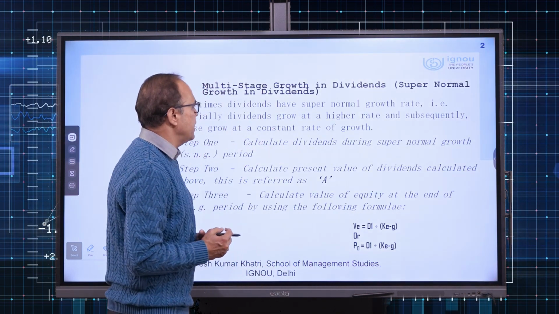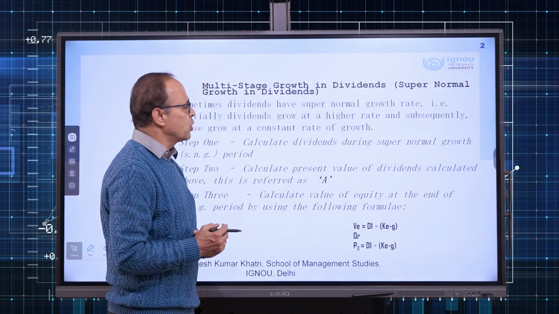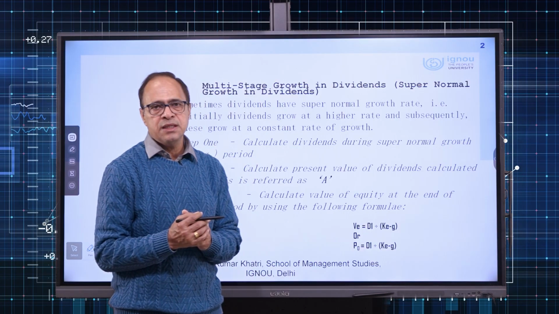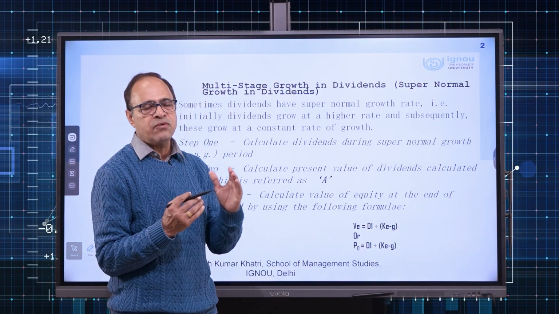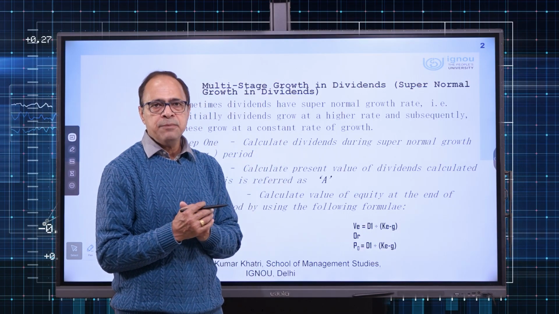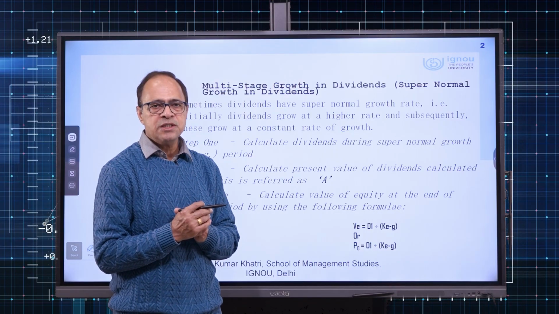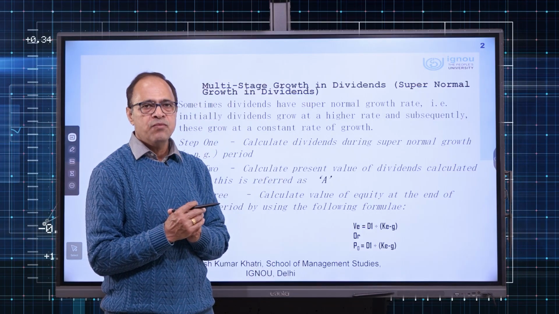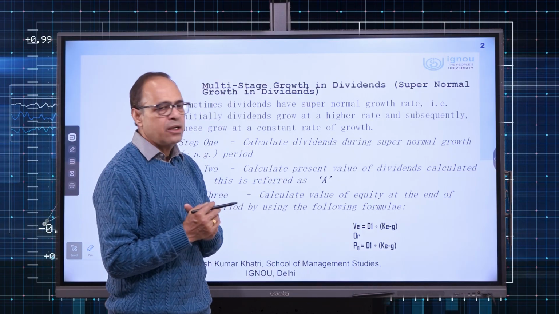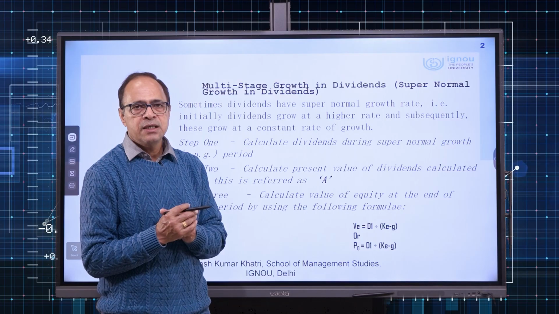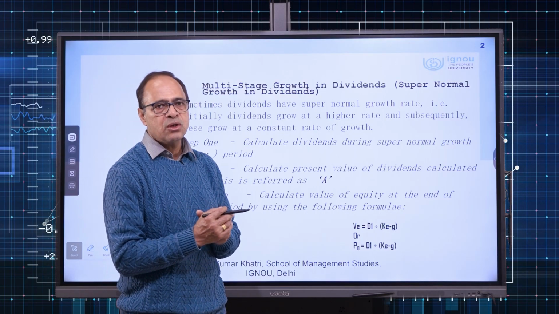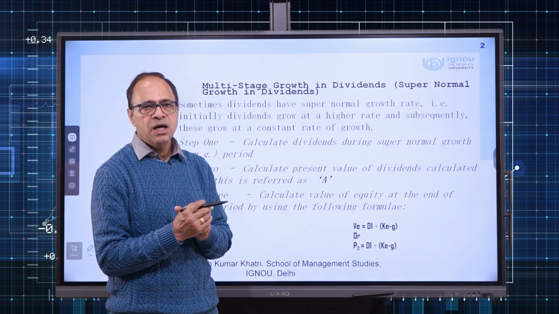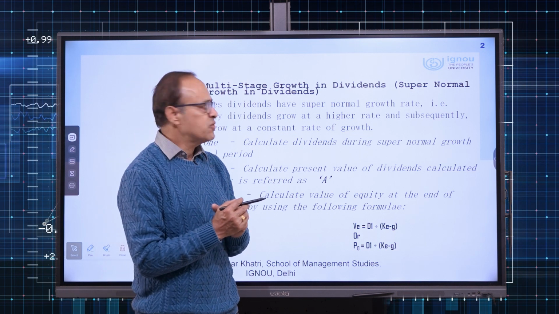We have something called as multi-stage growth model. Now, in the previous numerical, we have seen the dividends were growing at a constant rate of 10% year on year. But in practice, sometimes during the first few years, dividends will rise or grow at a faster rate, which is also known as supernormal growth rate, and then dividends will stabilize to a normal growth rate called as G. If that kind of situation is there, how do we calculate value of the share?